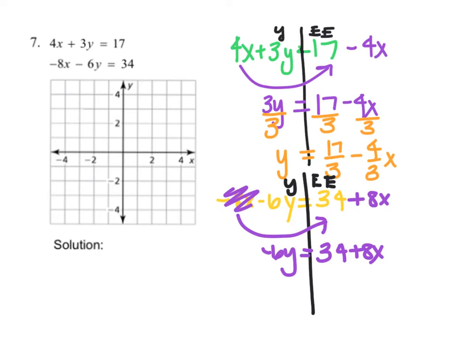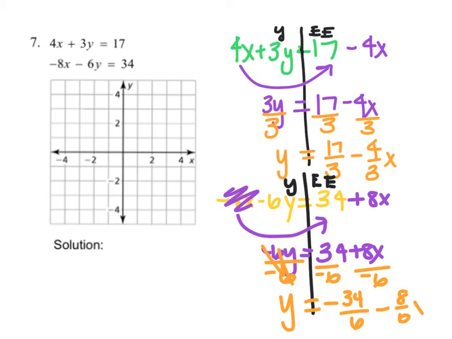And then to get rid of the negative 6 that's multiplied by y, I'm going to divide both sides by negative 6. And on the left side, these cancel, so I'm left with y equals. A positive 34 divided by a negative 6 is going to be a negative. Technically, it is 34 over 6. We're going to reduce that in a second. And a positive 8 divided by a negative 6 is a negative. We're going to leave it as 8 over 6 for right now. And then we're going to go ahead and reduce both of those.